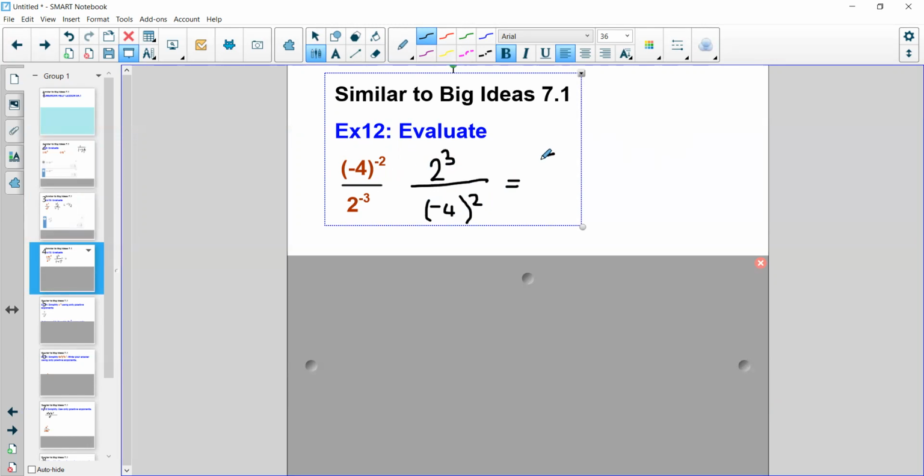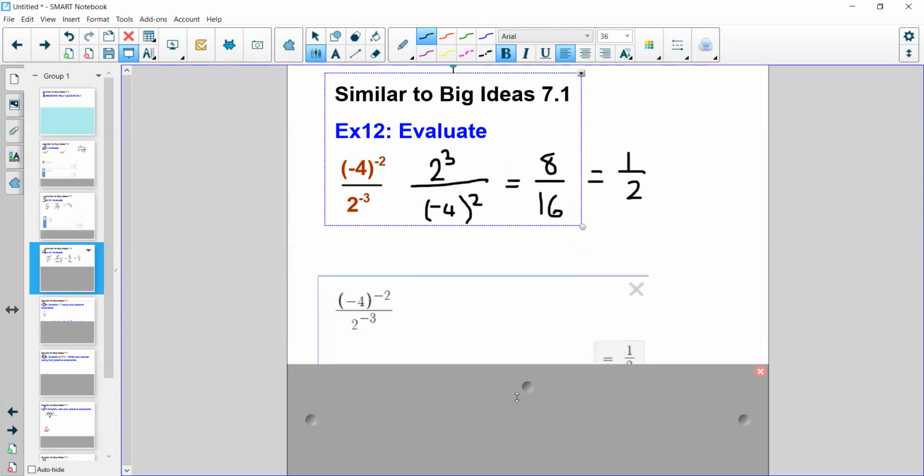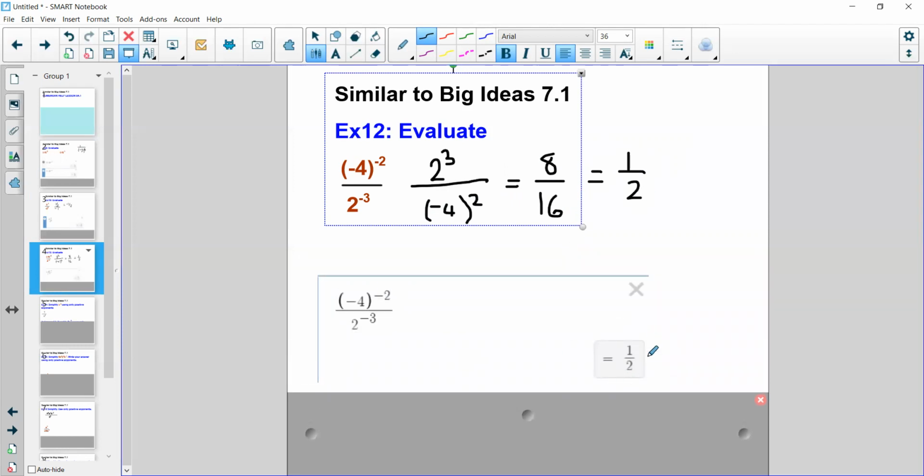2 times 2 times 2 is 8. Negative 4 times negative 4 is 16. And don't forget, you can still simplify your fractions as well. So it should just be positive 1/2. Notice how Desmos just does all the work for you, and you don't actually have to worry about simplifying your fraction at all for that.